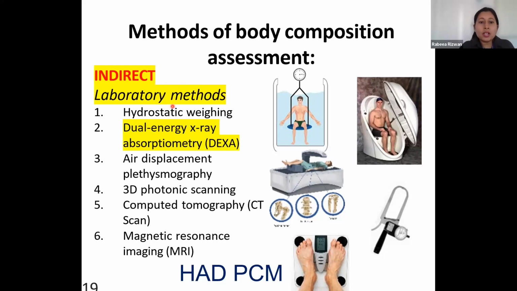The lab methods are hydrostatic weighing, then DEXA, which means dual energy X-ray absorptiometry. Then ADP, which is air displacement plethysmography. Then computed tomography, which you commonly know as the CT scan, and the MRI scan. So the CT scan is computed tomography and MRI is magnetic resonance imaging.